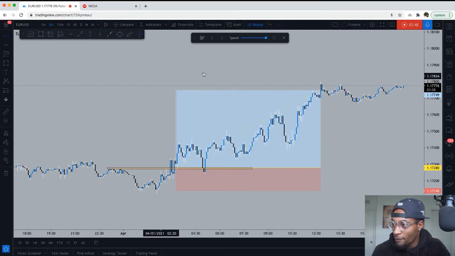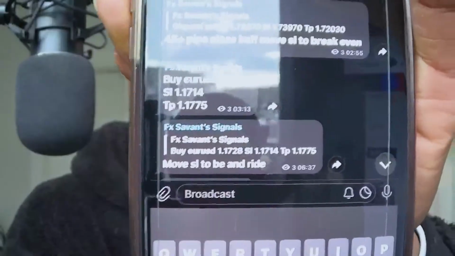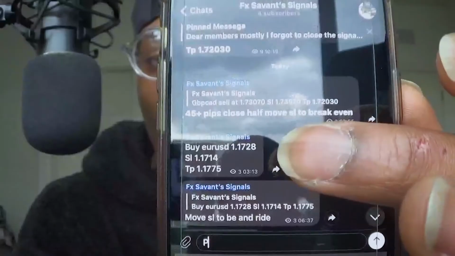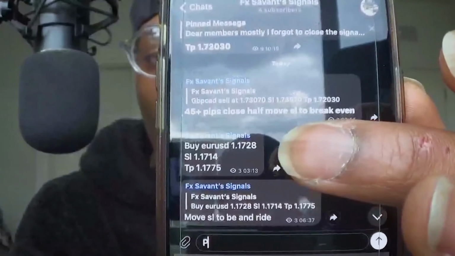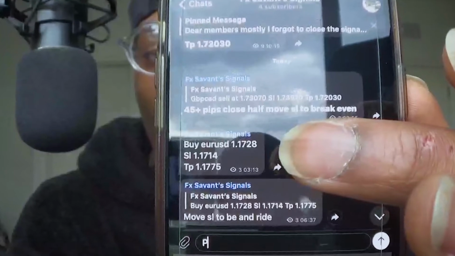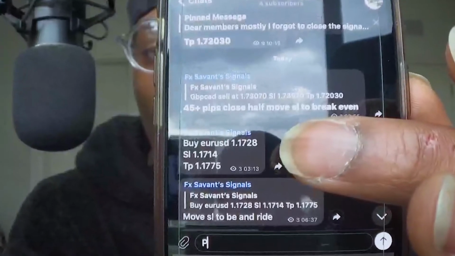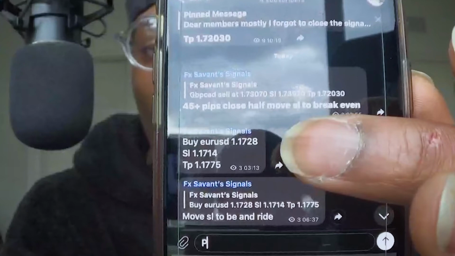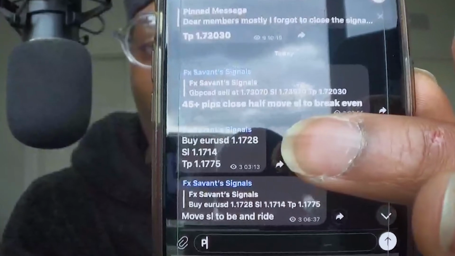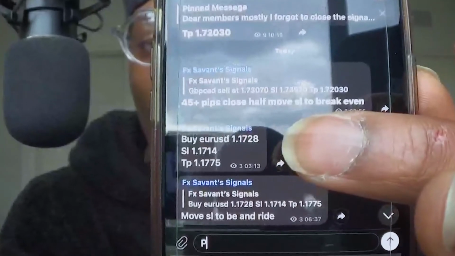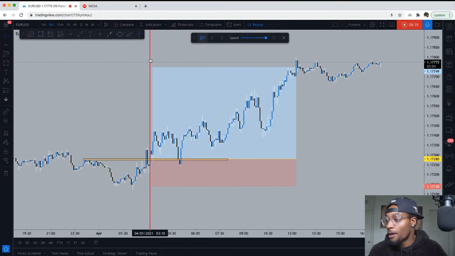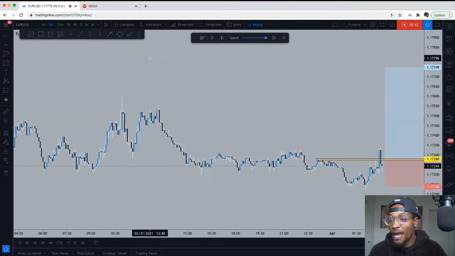Okay, so let's go over this Euro USD trade. Before we get into it, let me show you. Yes, you can see right there at 3:13, Euro USD, buy Euro USD at 1.7228, put our stop loss at 1.7214, and then put our take profit at 1.7275. So what do we do? Let's replay it. We'll start it back on how I took this trade and how it played out.